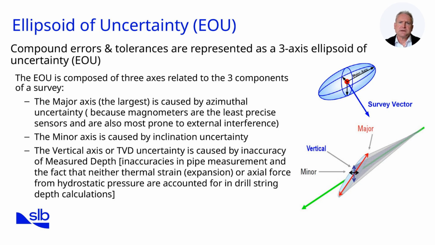The EOU is defined by three axes. The major axis is typically aligned with azimuth and is the largest source of error, largely due to the limitations of magnetometers and their susceptibility to interference. The minor axis reflects inclination uncertainty, and the vertical axis represents uncertainty in measured depth. Together, these axes create a volume of probability around each survey station. What this means in practice is that when we plot well paths, we don't simply look at a line, we account for this uncertainty envelope to understand potential overlap with nearby wells.